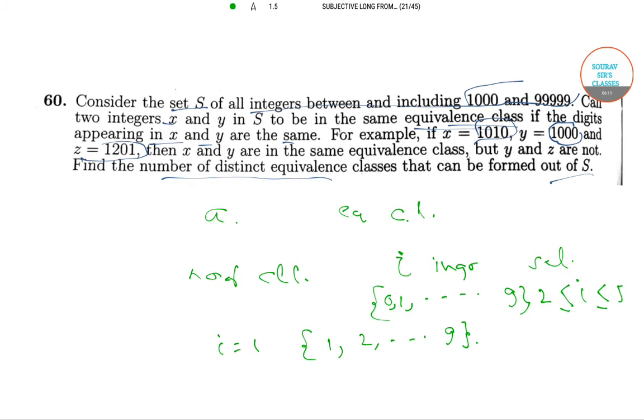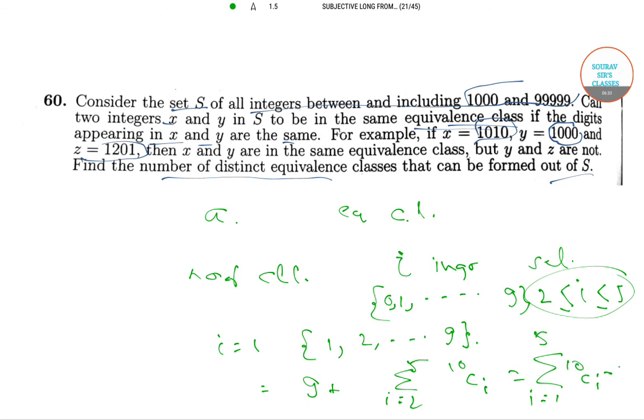So this can be done in 9 plus summation i equals to 2 to 5 of 10 Ci, which is equal to summation i equals to 1 to 5 of 10 Ci minus 1.